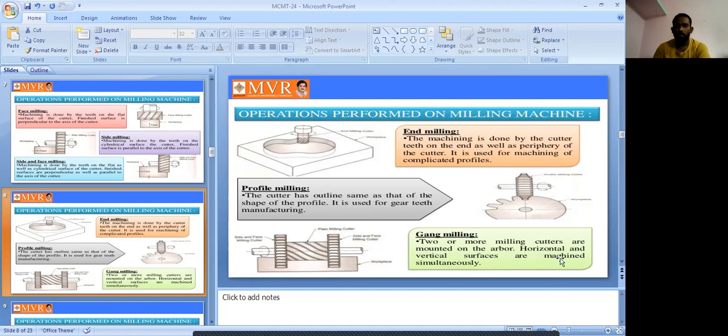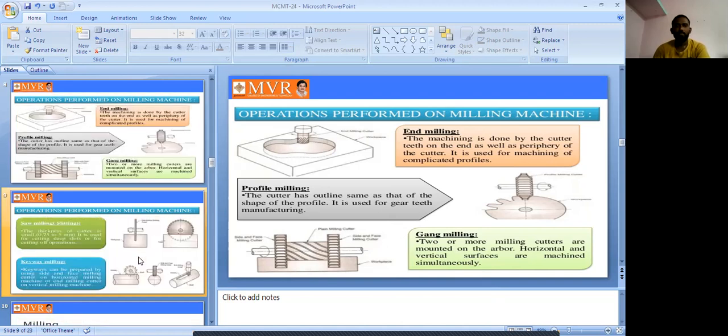So the two cutters are mounted on the arbor. The horizontal and vertical surfaces are machined simultaneously. At a time we can do the horizontal machining operation and the vertical machining operation. So that is called gang milling.